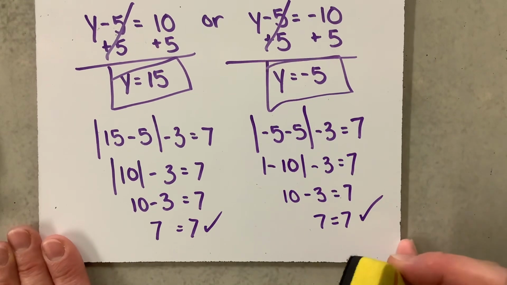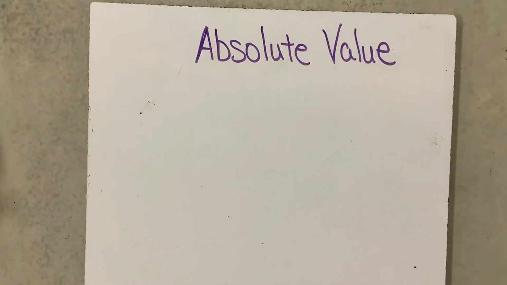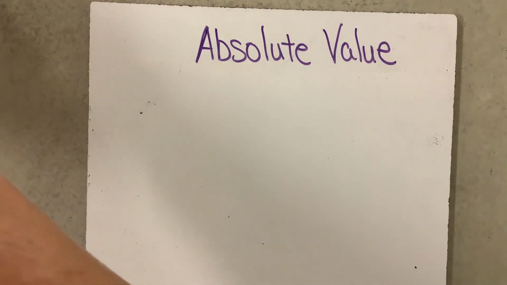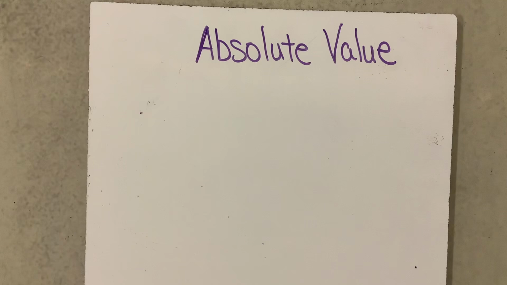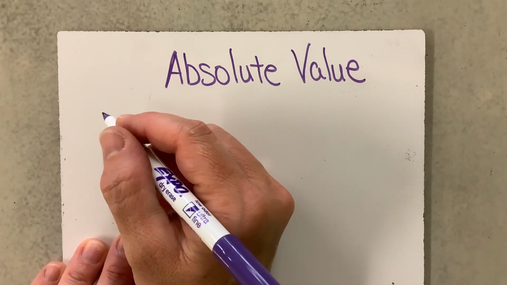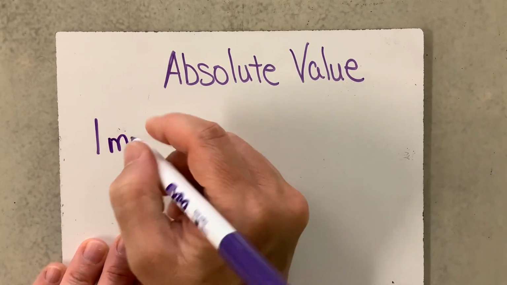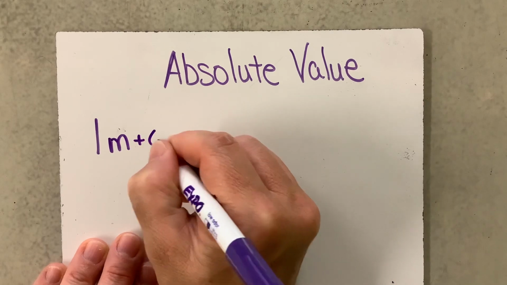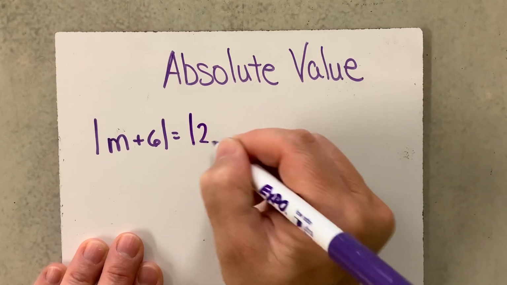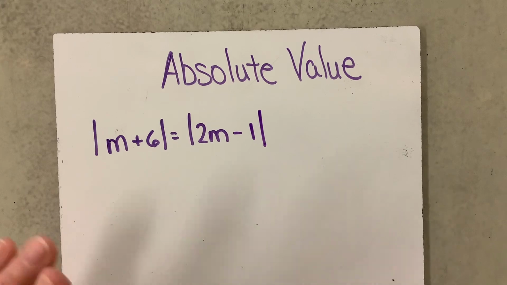Now, sometimes, one last one. We have absolute values, but on both sides of the equation. Let me see if I can find one. We're just gonna have to hope this works out. So let's go for m plus 6 equals the absolute value of 2m minus 1. And I have not tried this one, so hopefully it works.